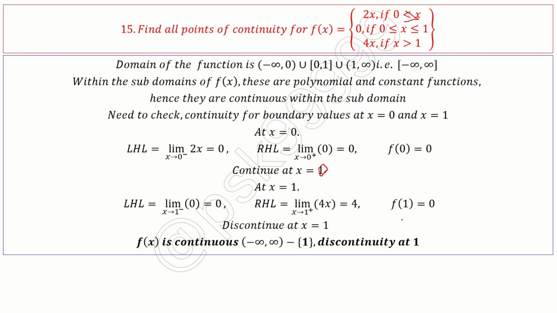And f of 1 is 0. So definitely LHL is not equal to RHL. So it is discontinuous at x equal to 1. So f(x) is continuous from minus infinity to infinity, that means R minus 1. Okay, which means discontinuity at x equal to 1.